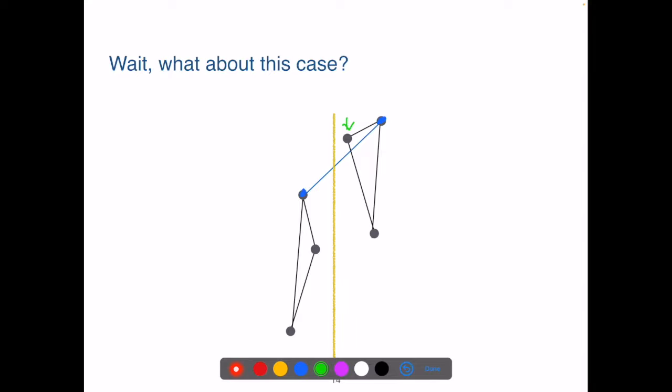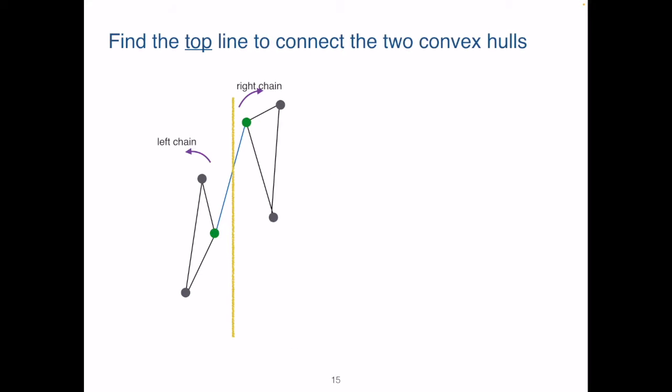How can we fix this? Here is a more complete solution. In order to find the top line connecting the 2 convex hulls, we start by connecting the rightmost point on the left side's convex hull and the leftmost point on the right side's convex hull. We connect these 2 points, and then we look at the angles from this line to the next line by going clockwise in the right chain.